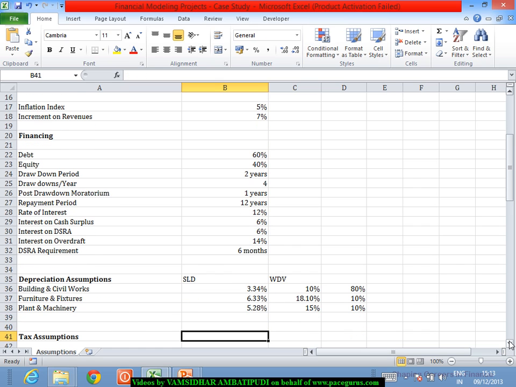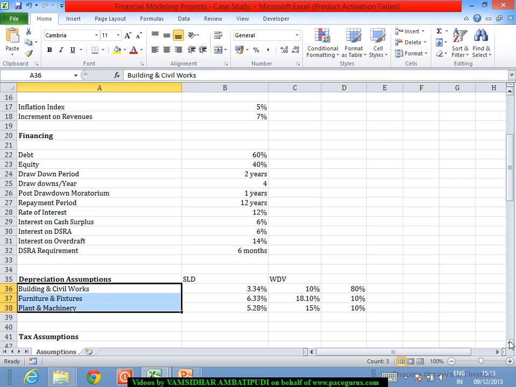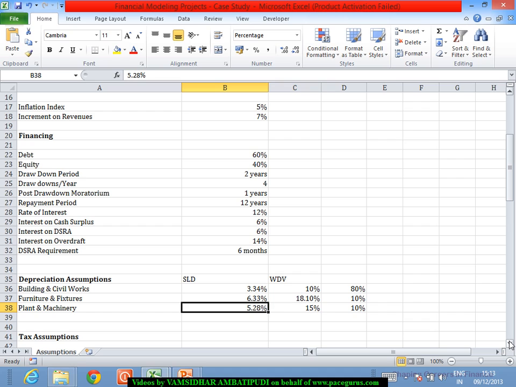Similarly, we have captured the depreciation related assumptions. In our entire project, we can break it down into three major aspects: the building and civil works, the furniture and fixtures, and plant and machinery. We have assumed that their proportions are 80-10-10, and we have taken the depreciation rates directly from the Companies Act, wherein the straight line depreciations for these three are 3.34, 6.33 and 5.28%, whereas the written down value method depreciations are captured at these percentages.